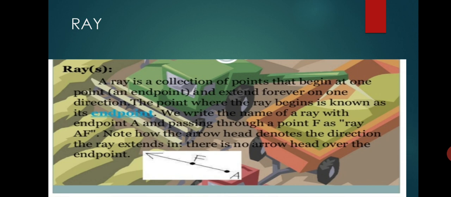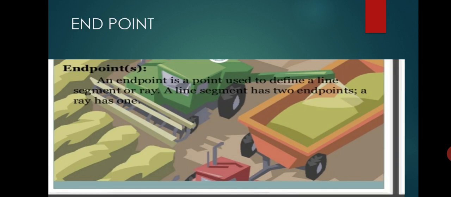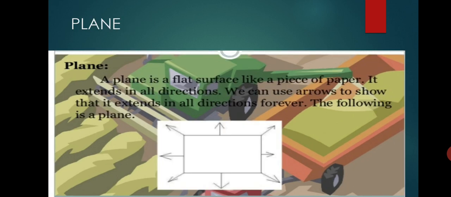Whenever we want to write the name of a ray, suppose I'm taking ray AF, the endpoint is A and the second point I'm taking is F. So we will write ray AF, or we will write AF, and on the top of AF we will write an arrow which has one head. As we already discussed about endpoints, the line segment has two endpoints, and the ray has one endpoint.